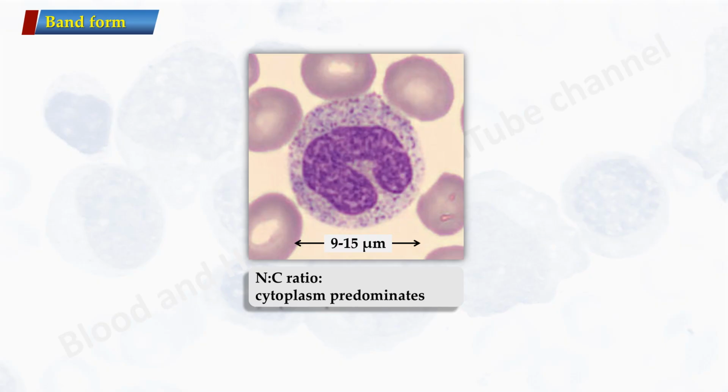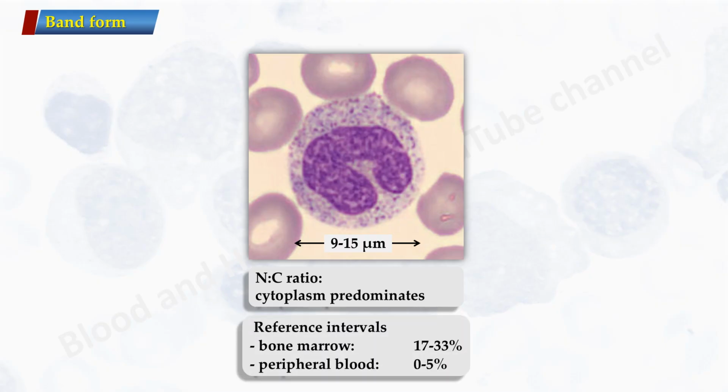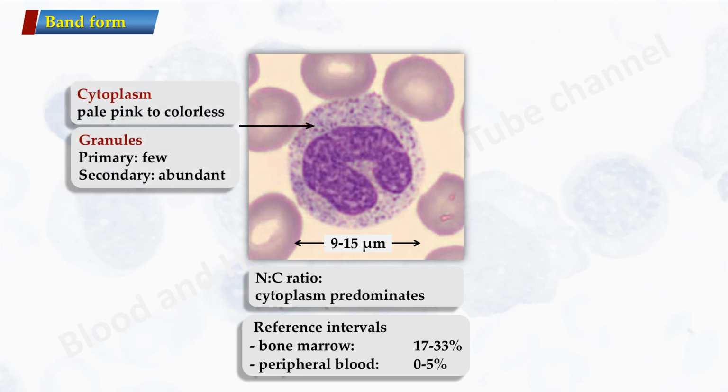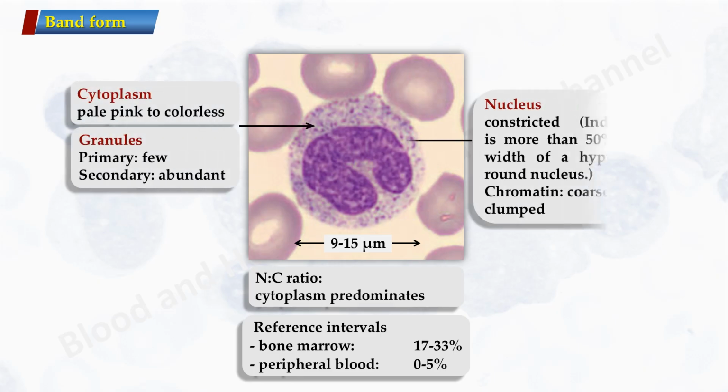The neutrophilic band, or stab form, also called non-segmented neutrophil, is the first stage that normally is found in the peripheral blood. The band neutrophil is slightly smaller in diameter than the metamyelocyte. The cytoplasm appears pale pink to colorless. The nuclear indentation exceeds 1/2 the diameter of the nucleus, but actual segmentation has not yet occurred. The indentation gives the nucleus a horseshoe shape. The chromatin is coarse and clumped.